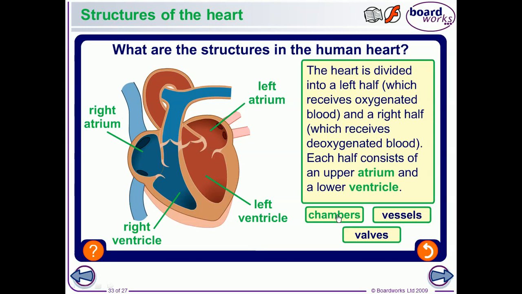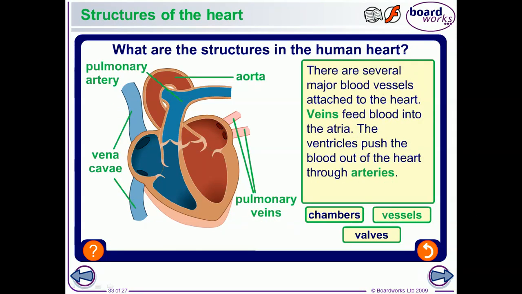And when it transports in and out, it has to go through blood vessels. So we're going to know about blood vessels.